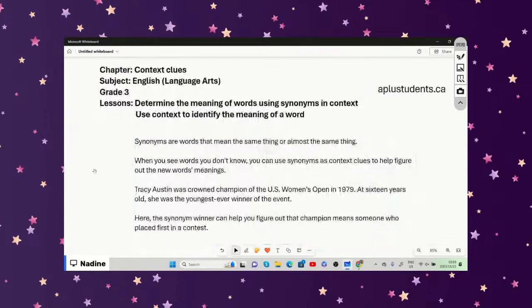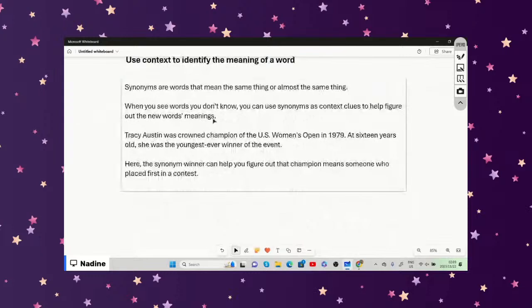And if we look at an example, it says: Tracy Austin was crowned champion of the US Women's Open in 1979. At 16 years old, she was the youngest ever winner of the event. And here the synonym winner can help you figure out that champion means someone who places first in a contest.